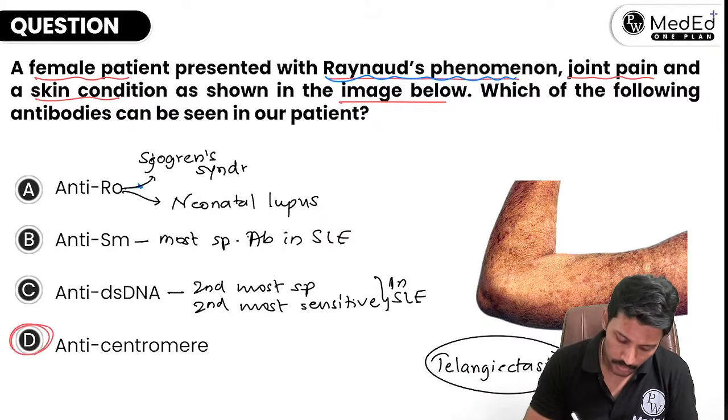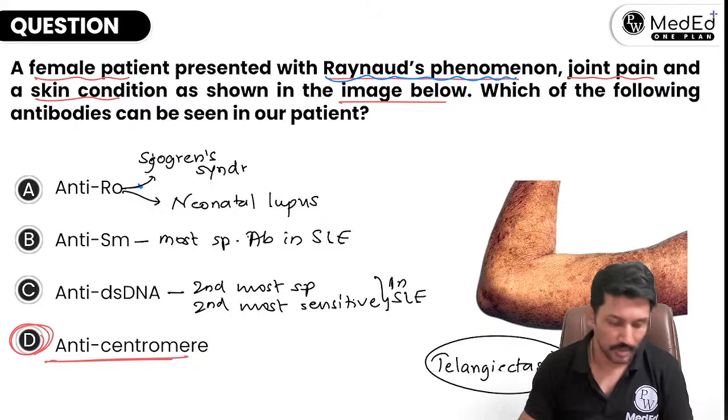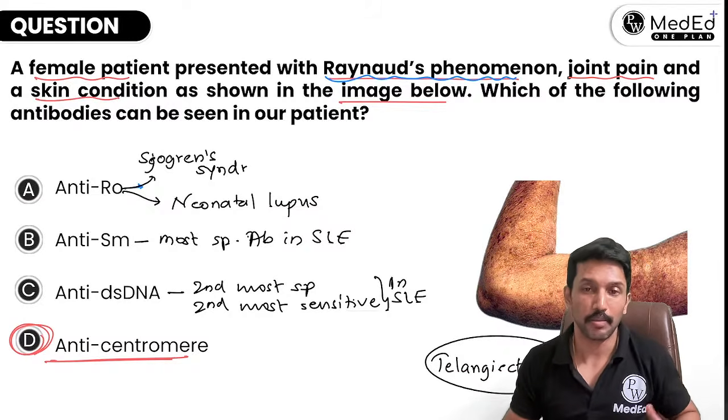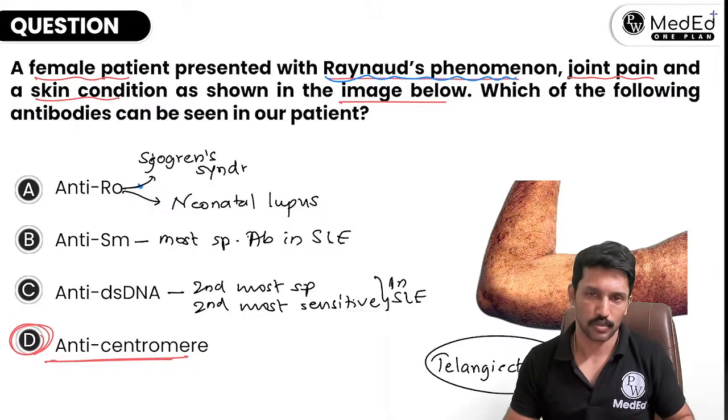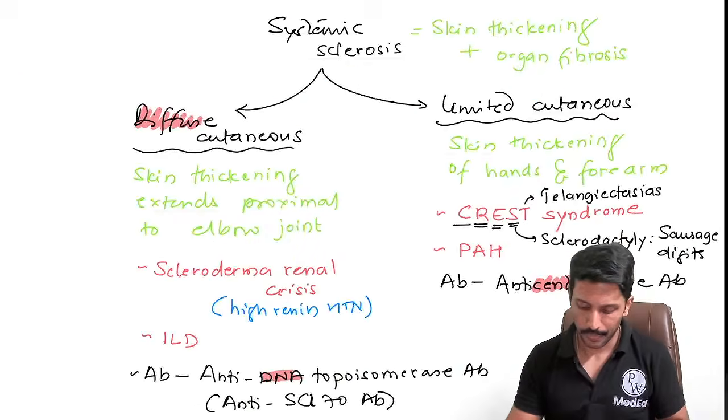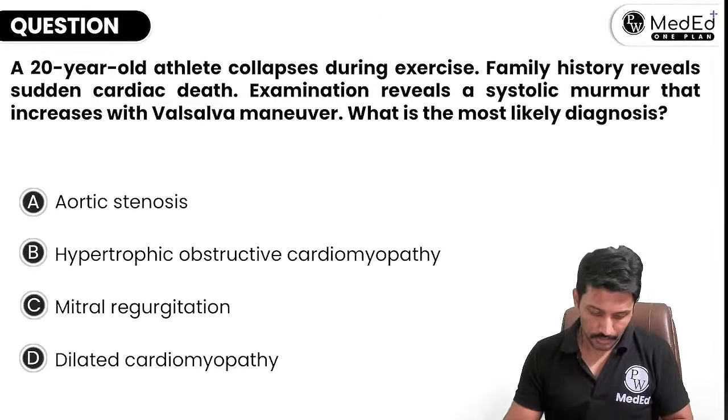So among the given options, the only thing that makes sense here is anti-centromere antibody, a typical antibody of limited cutaneous systemic sclerosis. Okay. The next question.